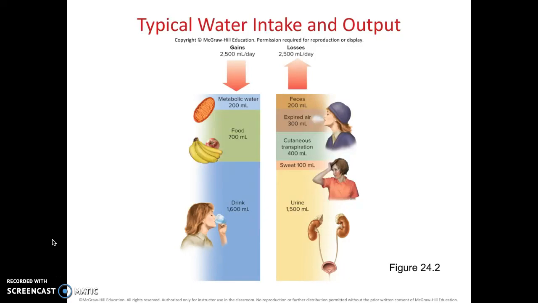I don't expect you to know the exact numbers here, but I would want you to know that as far as gains, metabolic water only accounts for a tiny little bit, whereas the ingested preformed water is the majority of water that we're intaking. And most of the water output is in the form of sensible water loss, with most of it being in urine.